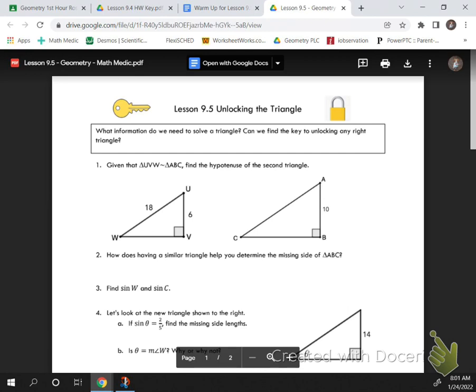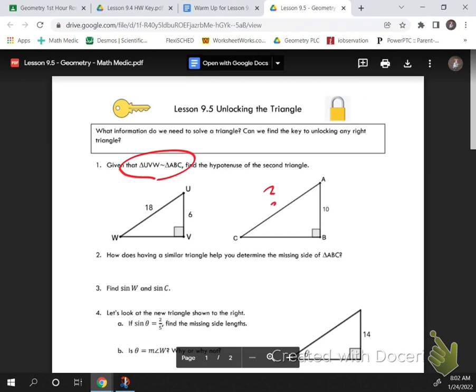It says, given that triangle UVW is what to triangle ABC? What does that symbol mean? No, not congruent. Similar, right? We just did this last unit. So we're going to start by saying they're similar, and you need to find the hypotenuse for the second triangle, okay? So I want you to recall, what did we do last unit? You and your partner find the hypotenuse for this triangle using similar figures. This is review. Give it a try.